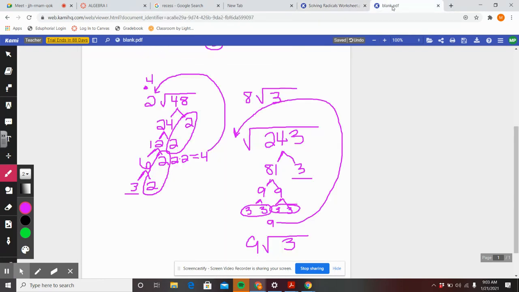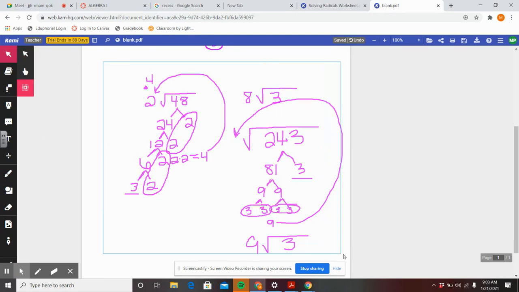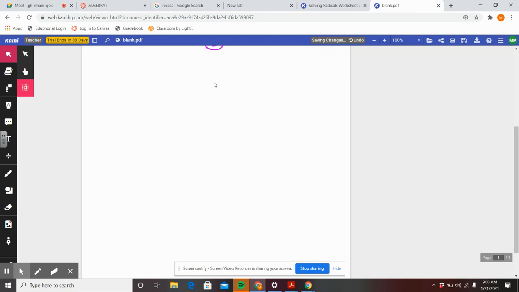Okay, 5 square roots of 40. How are we doing on this? Is it okay? Is it pretty easy?